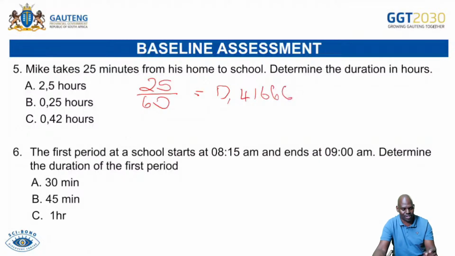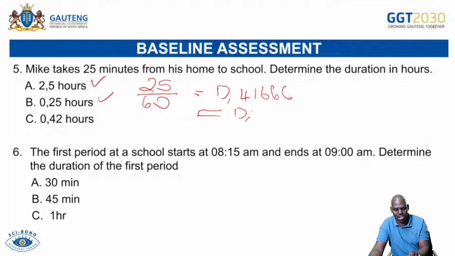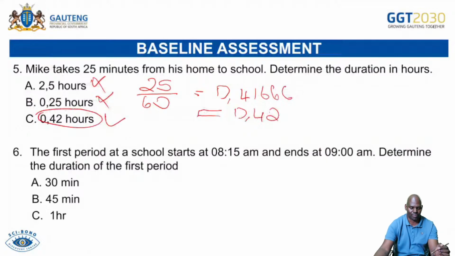Is it one of these answers? Obviously, it's not 2.5. It's not 0.25, but is it 0.42? Yes, it is 0.42 when it's rounded off to 2 decimal places. So if we take this and round it off to 2 decimal places, this will be our correct answer. So 2.5 is not correct, 0.25 is not correct, but 0.42 is the correct answer when it's rounded off to 2 decimal places.